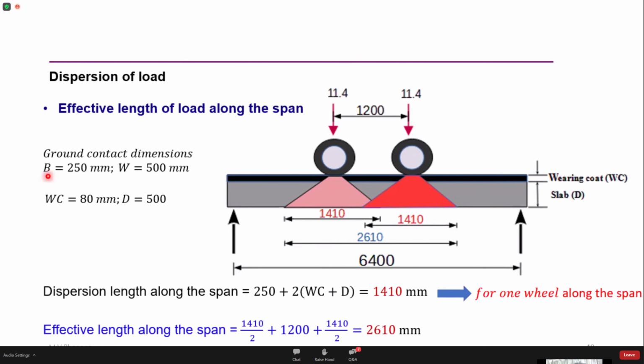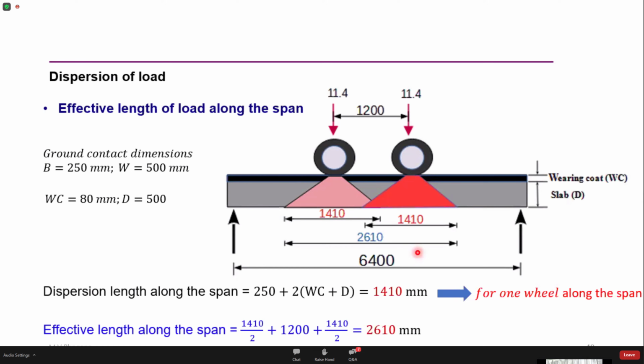IRC 6 has given that B equals 250 mm and W equals 500 mm. B is this length, the contact length of the tire or wheel along the span of the deck slab. From this I can calculate the dispersion length along the span. It will be 250 plus 2 times the thickness of the bearing coat plus the depth of the slab. This works out to 1410. So one wheel is going to disperse through a length of 1.41 meters.